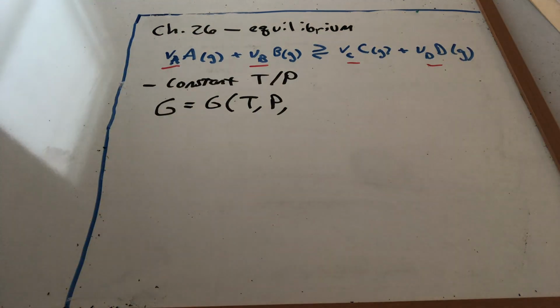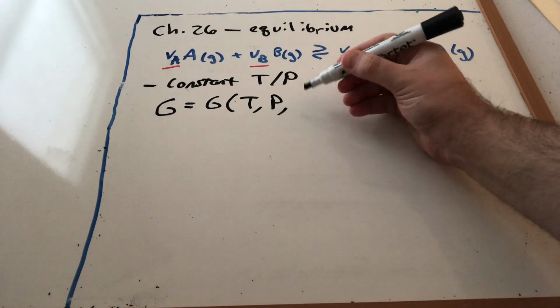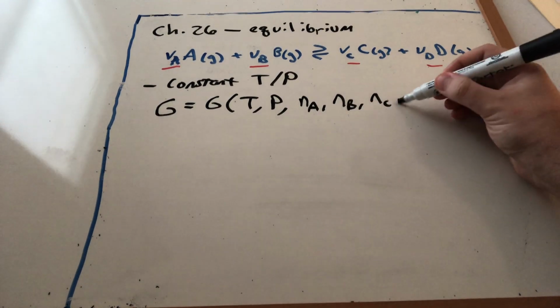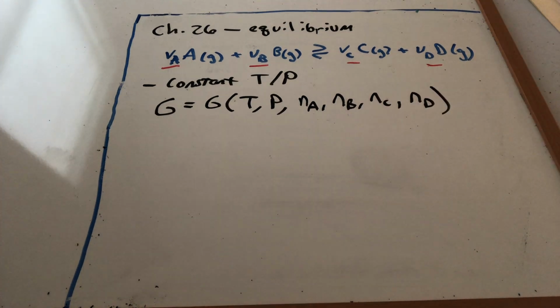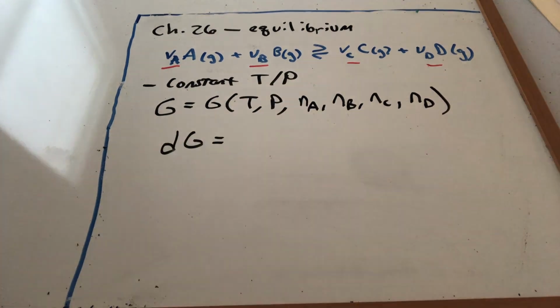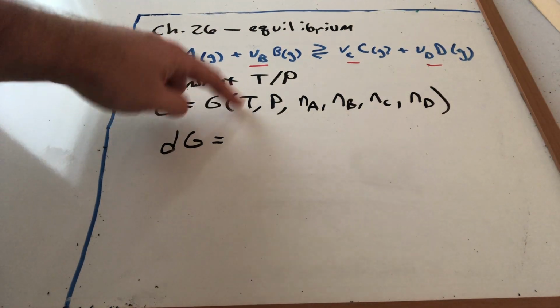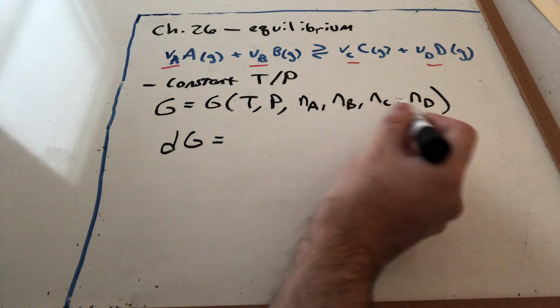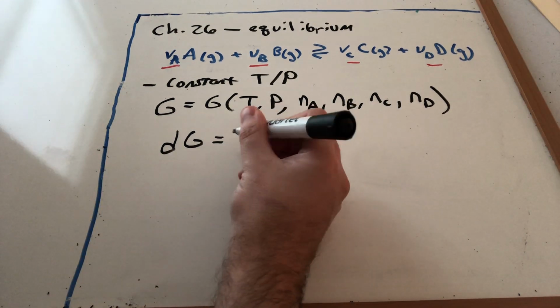And for this reaction, it would also be a function of the number of moles of A, the number of moles of B, the number of moles of C, and the number of moles of D. We know that when we have systems where the number of moles can change, those are variables in our G. We also know that when we go to write a dG term, we aren't going to have a dT term or a dP term because we know they're constant. So we could write those in and then take them to 0, but we're going to save some time here and just write dG.